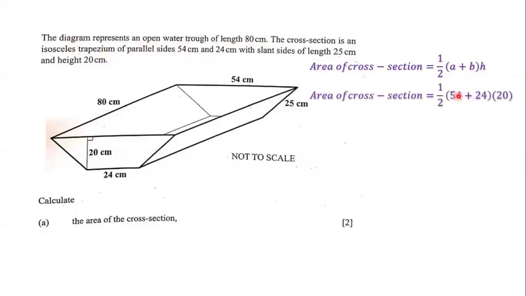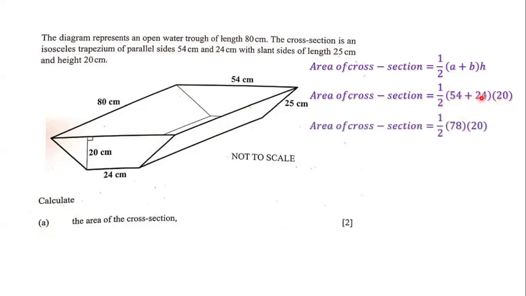A is going to be this length right there, and this length is 54 centimeters. We know that because this is 54 centimeters and they have the same size. B is 24 centimeters because that's this length right there. And the height is definitely 20 because this is 20 right there. So this is the height. And so we have half of, open bracket, 54 plus 24, close bracket, times 20.